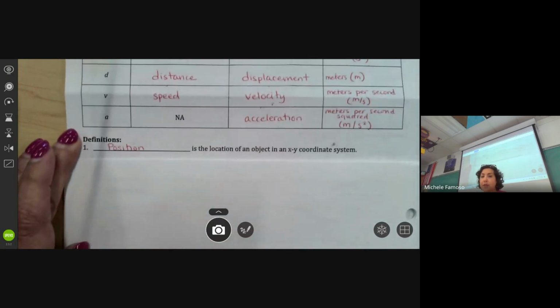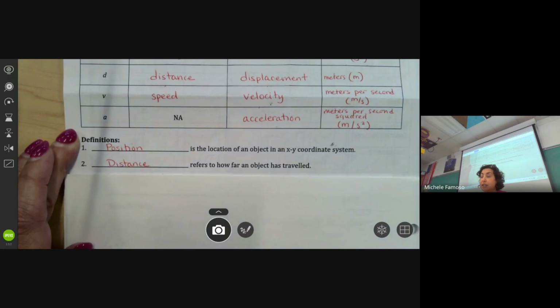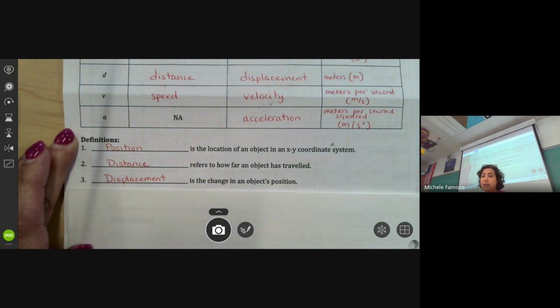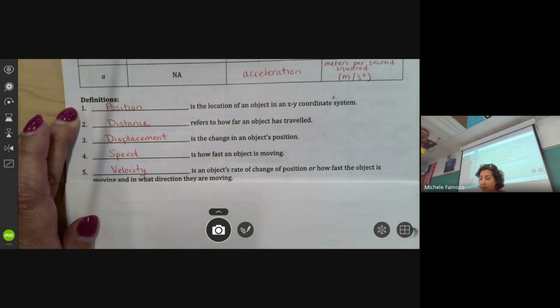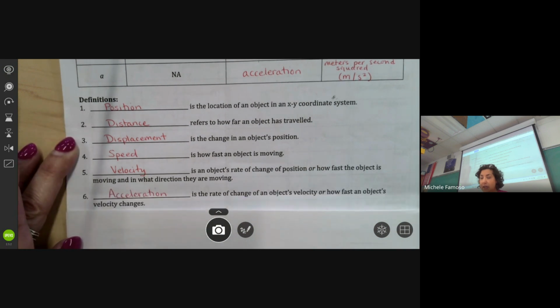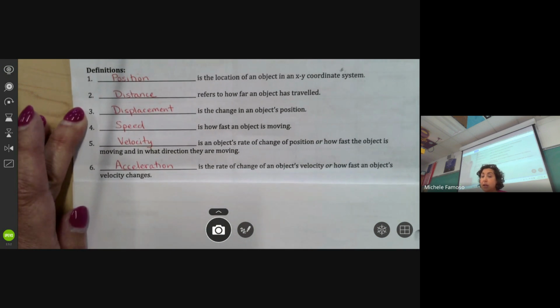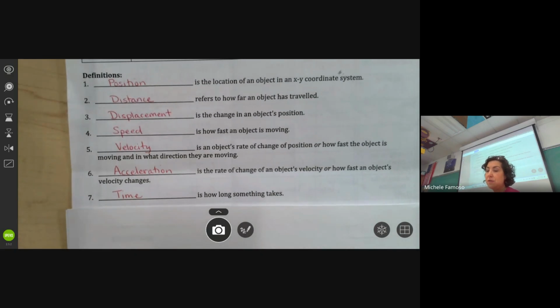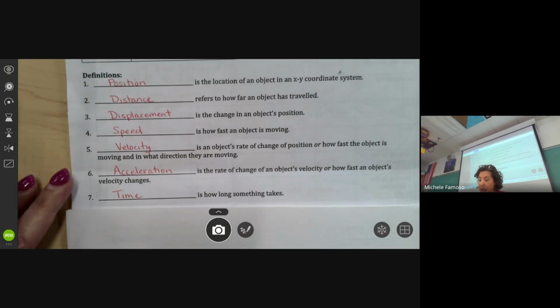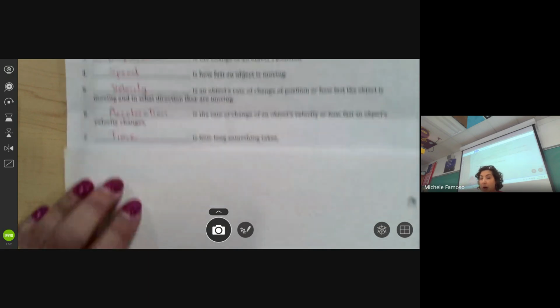Position is number 1 in the definition. 2 is distance. 3 is displacement. 4 is speed. 5 is velocity. 6 is acceleration. And 7 is time. Those are the definitions of those physics terms. Now, there are 6 equations that you should know for tomorrow's test.